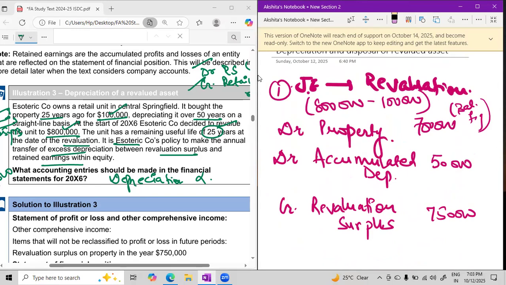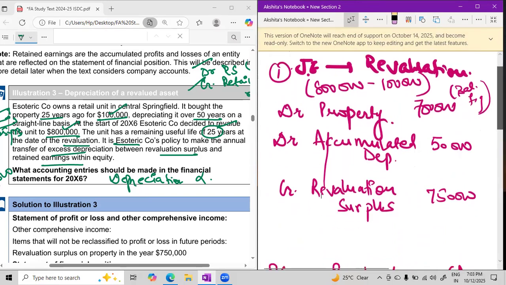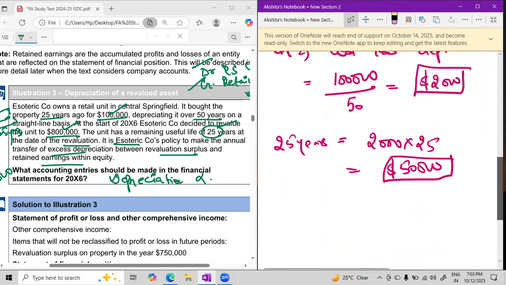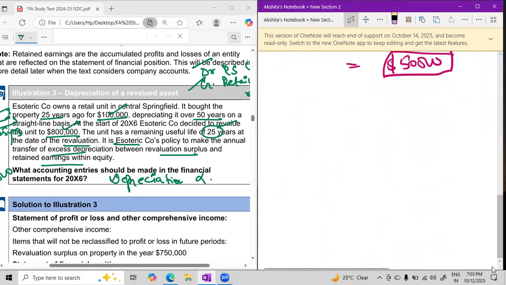Now the second entry which I have to pass is of excess depreciation, because we have seen that it is the company's policy to make the transfer. So let's see how this transfer would be made and what would be the entry. The entry is debit revaluation surplus, because revaluation surplus is being reduced, and credit retained earnings, and this is by the amount of excess depreciation.